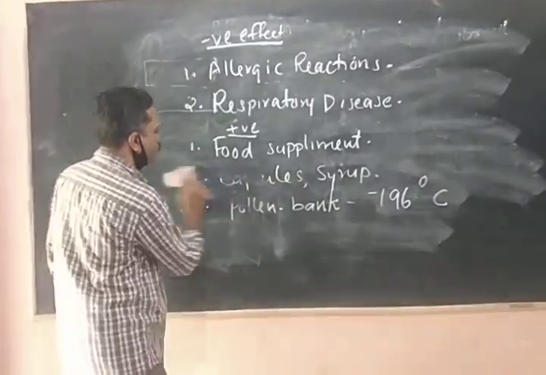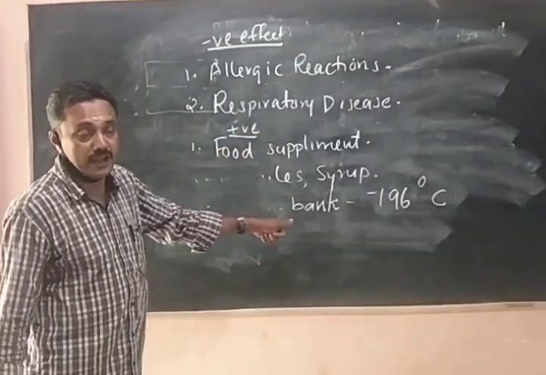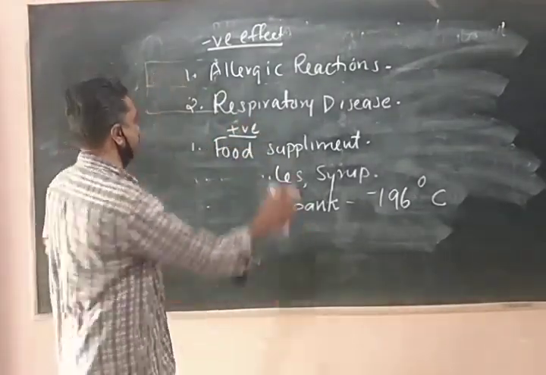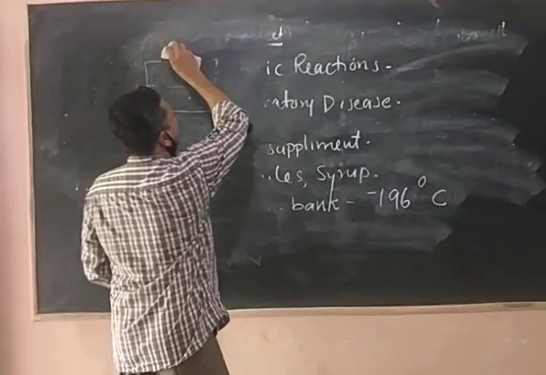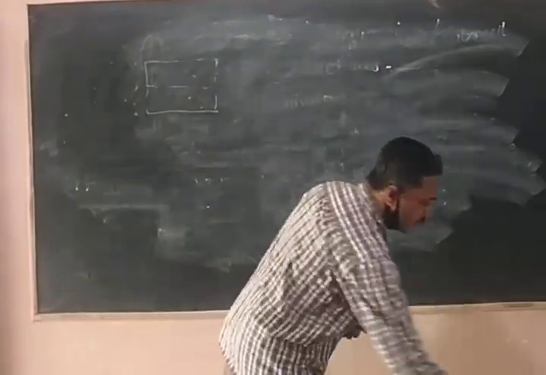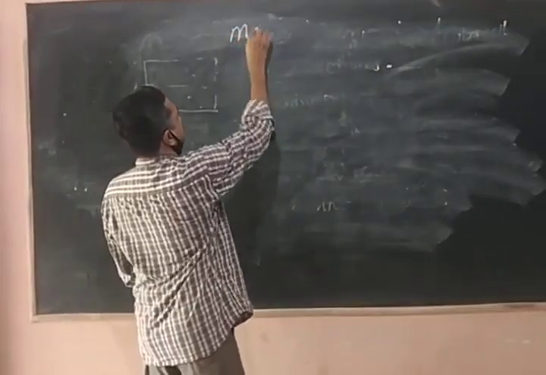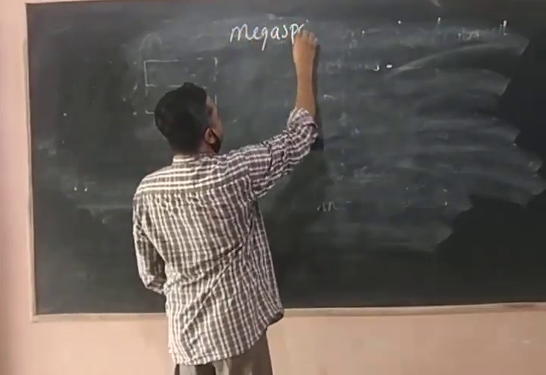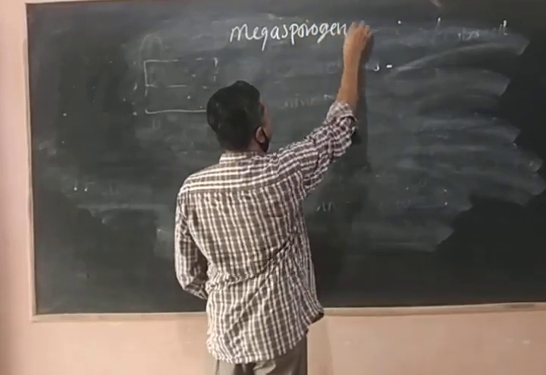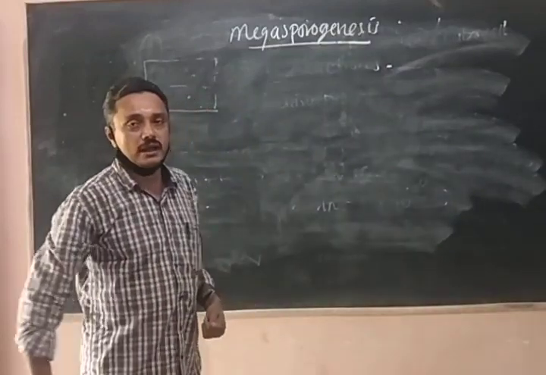After this, microsporogenesis is over. Development of male gamete, structure of pollen grain, importance of pollen grain is over. Then see the next topic, the second part, megasporogenesis. This is the second part of gametogenesis.